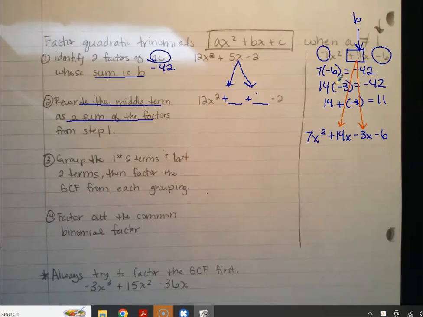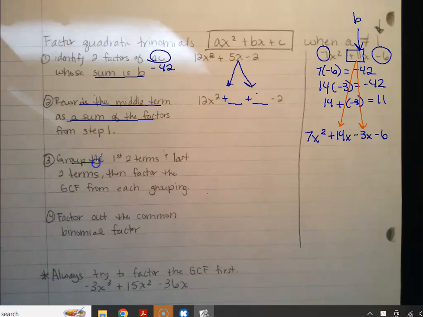So if none of the factors add up to what B is supposed to be, is it no solution? It would be, but I'm not going to give you any of those at this point. Because we're just starting out, I want you to know there's going to have to be a solution. What is it going to be? Okay. All right.